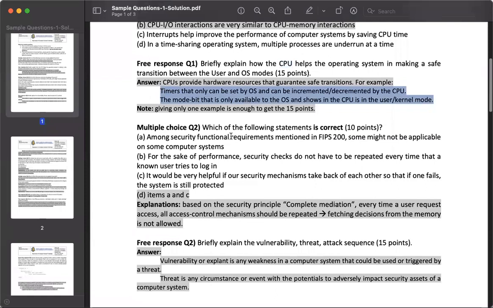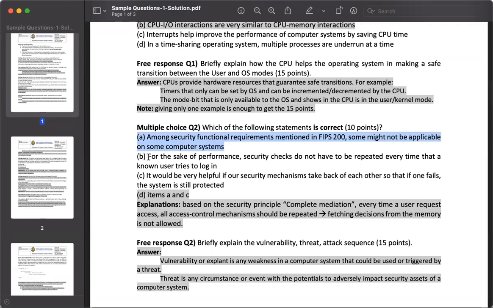So the next question again is a multiple choice one. It says which of the following statement is correct. This time we are seeking for a statement which is correct. Item A says among security functional requirements mentioned in FIPS 200, some might not be applicable on some computer system, which is true. We talked about this.